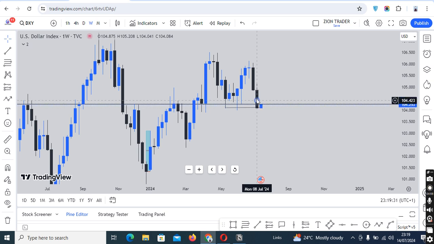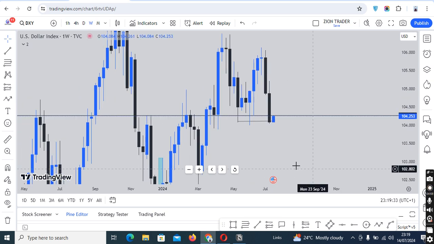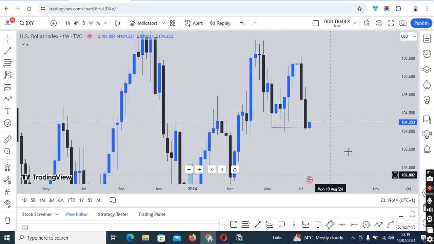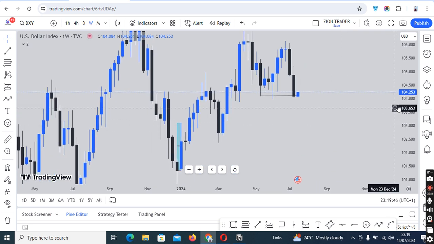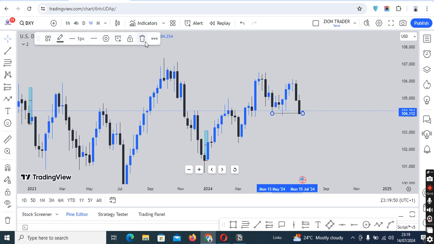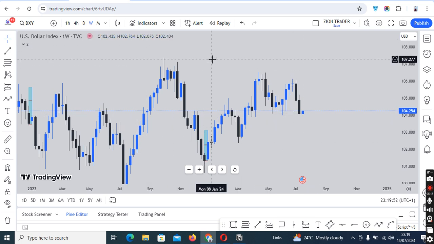For this candle to close with this momentum, it has so much volume. So there's a lot of sell volume here, guys. Because of this, from what I can see, the dollar is bearish, on the daily time frame and on the weekly time frame.